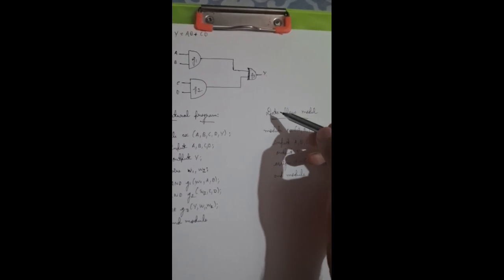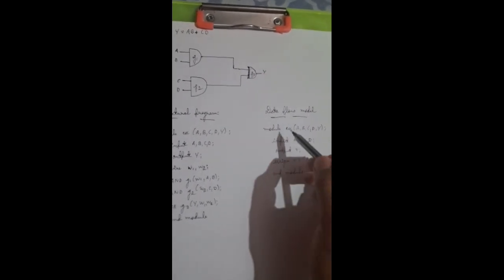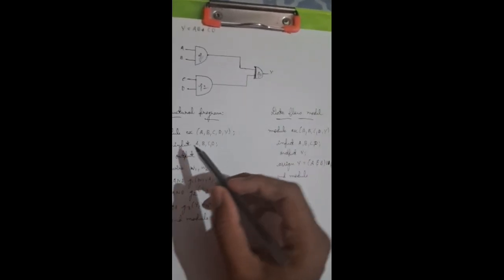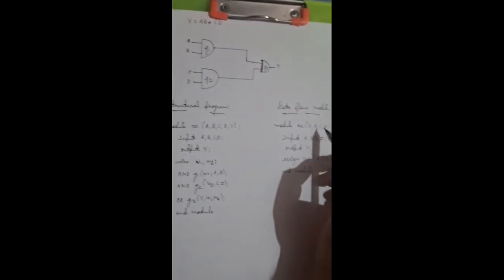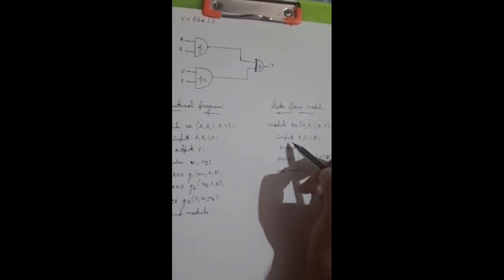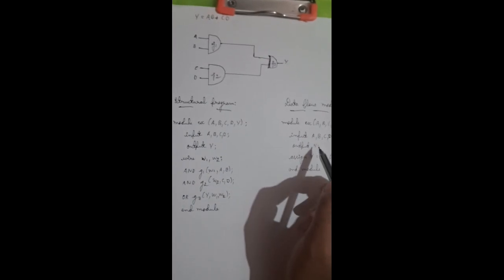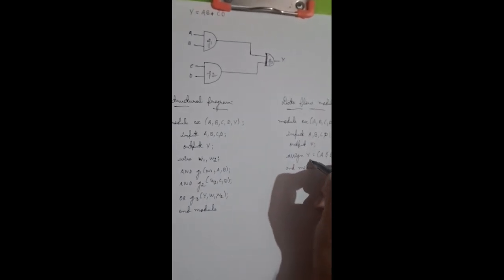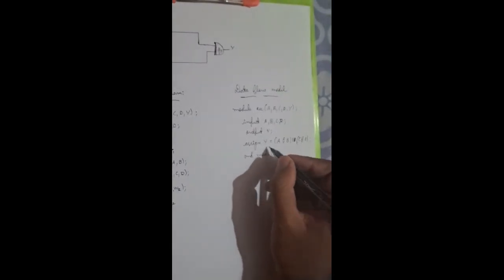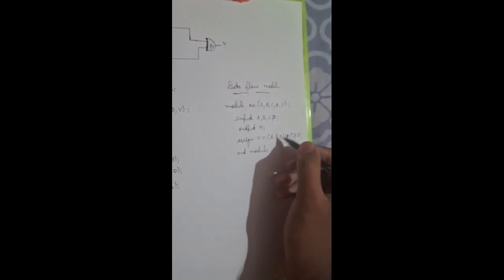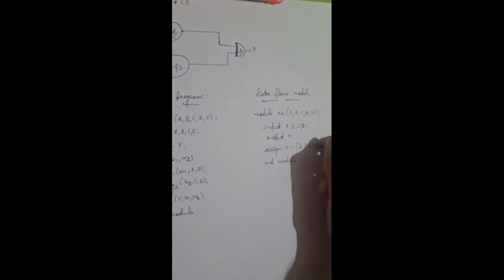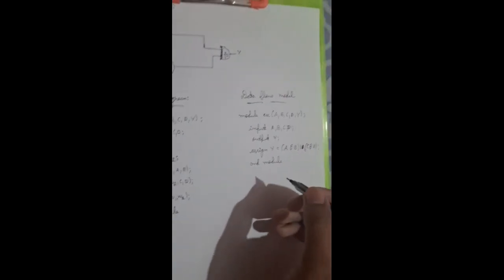So I have written here the data flow model program. Here the inputs are the same as taken before: module example A, B, C, D comma Y, and the inputs are the same up to here. But from here we can see that we are going to assign the value of Y, that is A and B, which means this gate which is present here, and C and D. In the middle of that we represent the OR gate here, and we end the module.